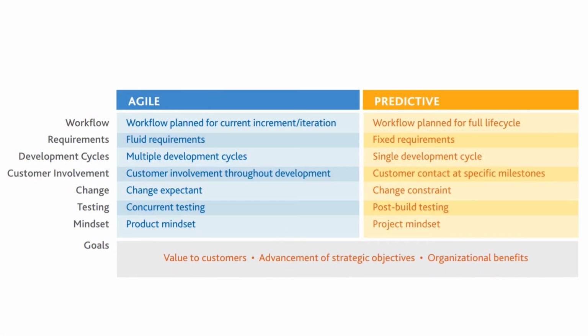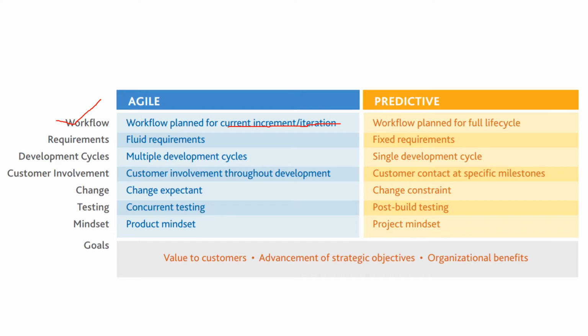So this is the entire table that talks about everything that you need to know in terms of the difference between agile and predictive. So when we talk about agile, the workflow is planned for the current increment slash iteration. So that means only the current increment, and there will be many increments in each project. That's it. We are not looking beyond. We are only talking about the current increment or current iteration when it comes to agile.